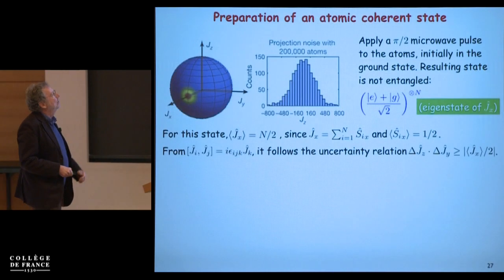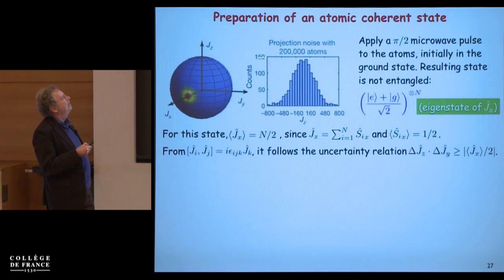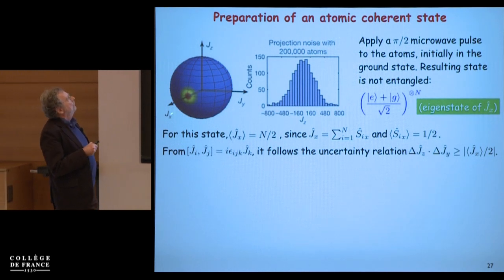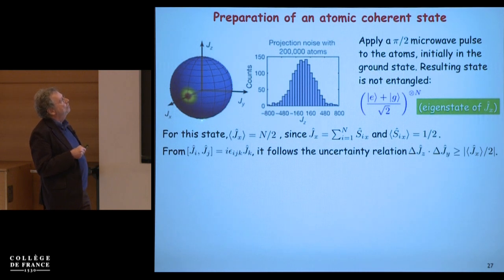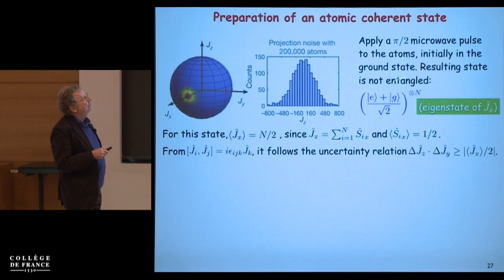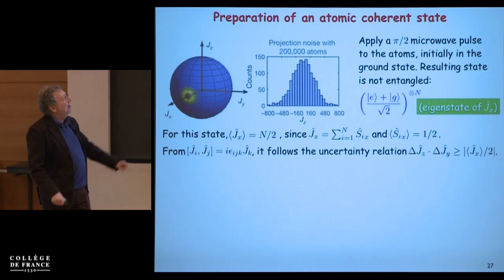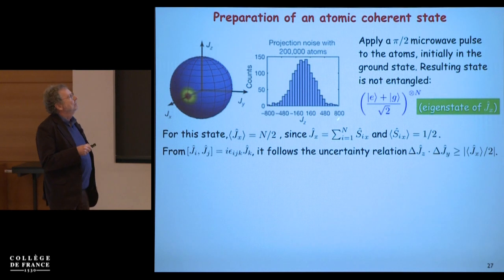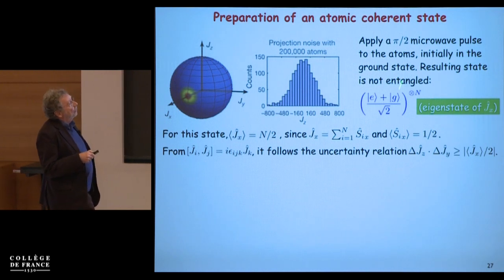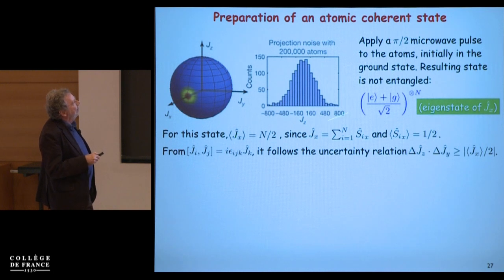Now, I told you about the atomic coherent state before, and I want to be more specific about that. So how do you produce such an atomic coherent state? Well, you can apply a pi/2 microwave pulse to the atoms, which are initially in the ground state, and you get a resulting state like this. So this means that each atom, in this case, is an eigenstate of sigma x, and this is a product state. It's a non-entangled state. It's a special kind of coherent state. And for this state, you see that the average of Jx is equal to n/2. Of course, it's an eigenstate of Jx.